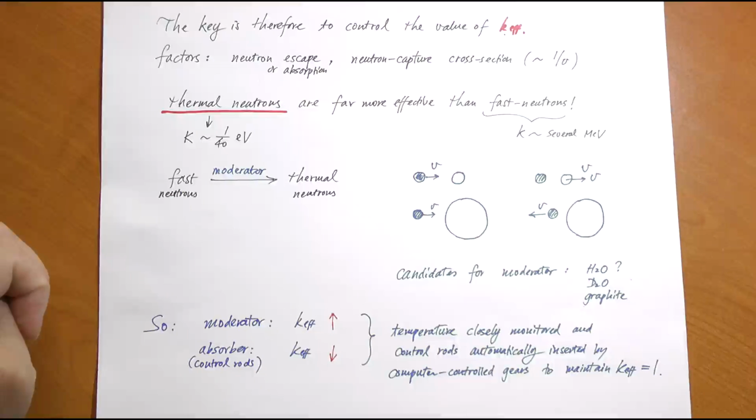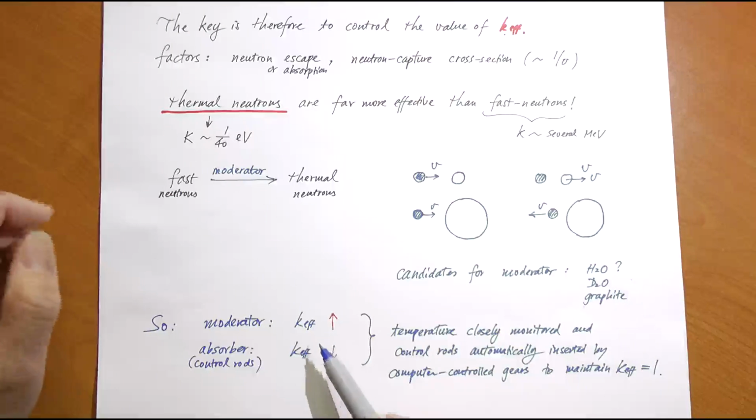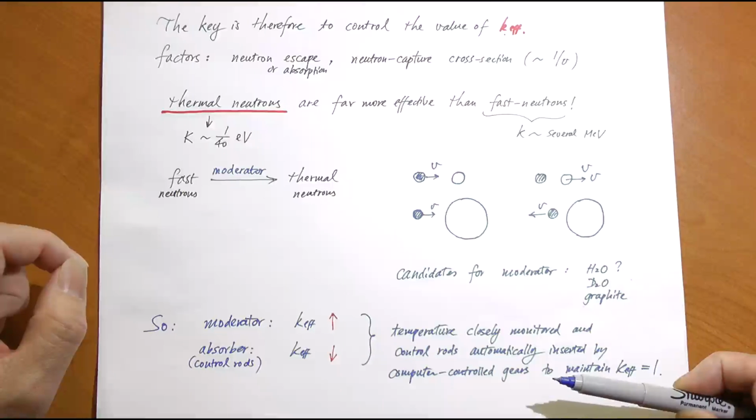So in a power plant, the temperature of the reactor core is monitored carefully. The temperature is supposed to be even. Okay, that is when you have a normal running environment. If the temperature tends to be too high, that means K has shot above 1, and then what you do is you lower the control rods into the moderator.